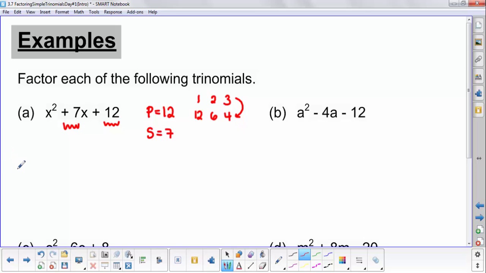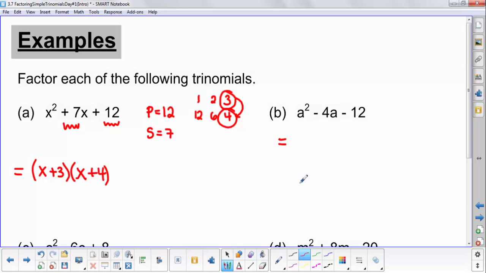The way this works out is very simple: you write one bracket that has an x, and you put in your positive 3 as the first number. Then in the second bracket, you put your variable, and the other number that also multiplies to 12 and adds to 7 gives you the plus 4. And so that is fully factored.